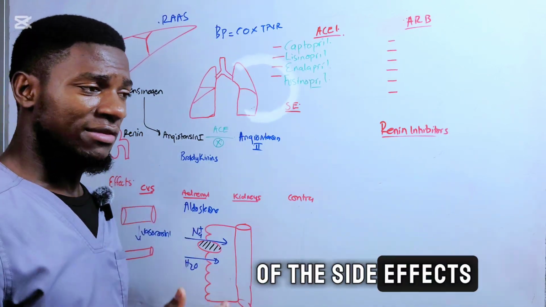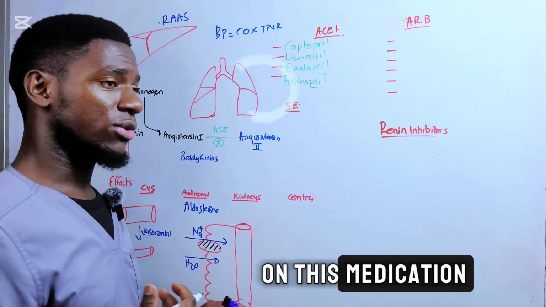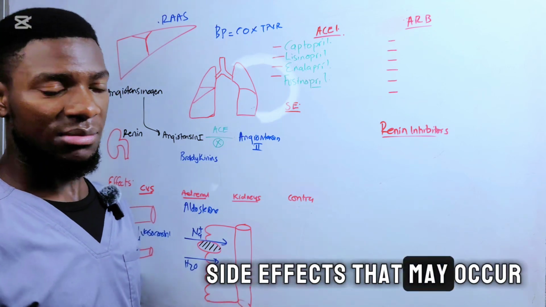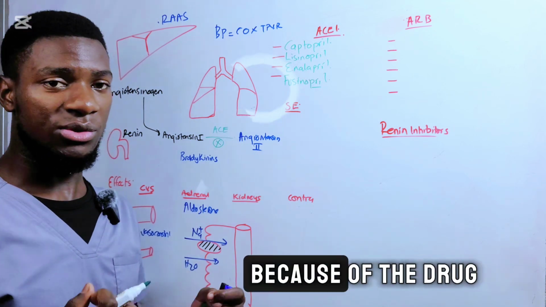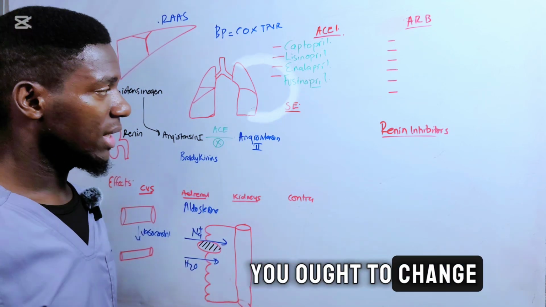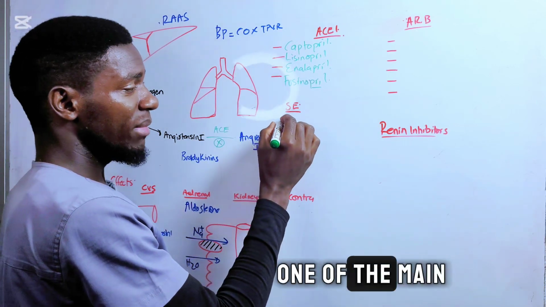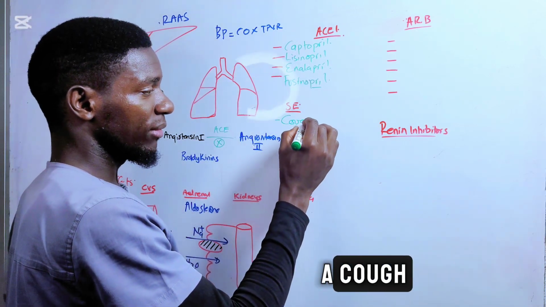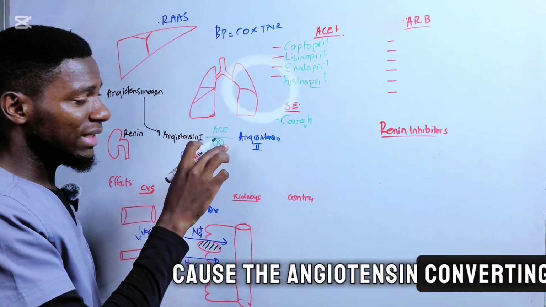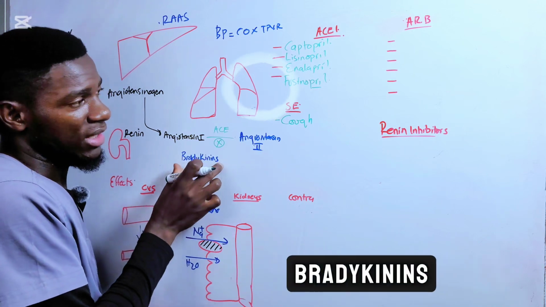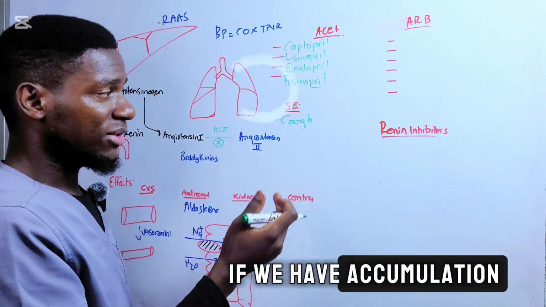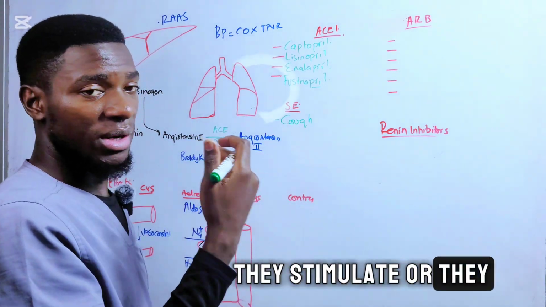What could be some of the side effects? If you're enrolling someone on this medication, you ought to tell them some of the side effects that may occur, such that when they occur, they know it's because of the drug, and when they occur, you ought to change the medication. One of the main side effects is a cough, because the angiotensin converting enzyme also breaks down bradykinin. So if we have accumulation of bradykinin, they stimulate or bring about a cough.